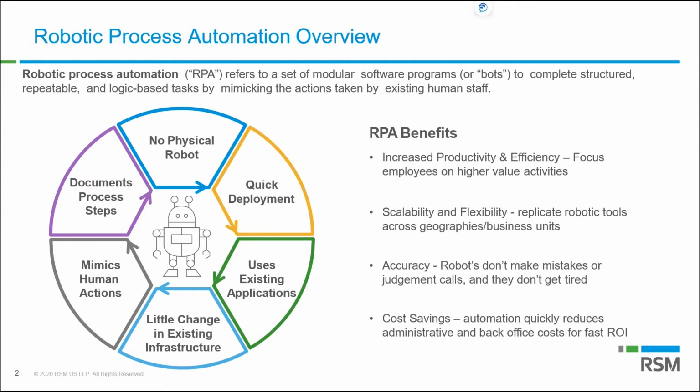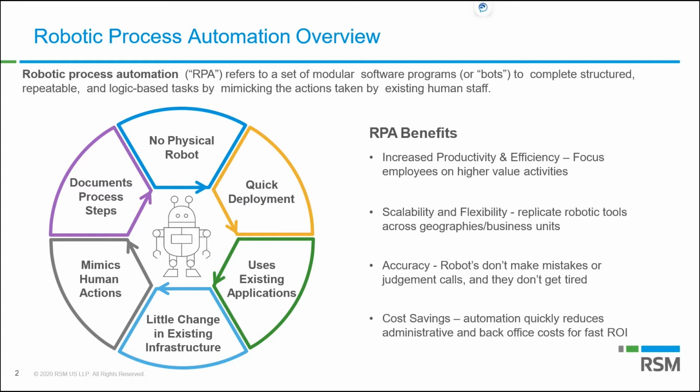What is RPA? RPA is basically a piece of software that allows you to automate repeatable computer-based tasks. There is no physical robot. It's not like industrial robotics where there are robots with arms and whatnot. It is really just software that works on top of either a physical or a virtual machine. It's very quick to deploy. You can get bots up and running in as little as 2 to 3 weeks.